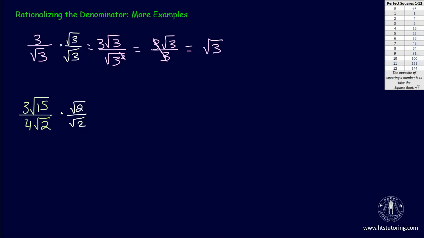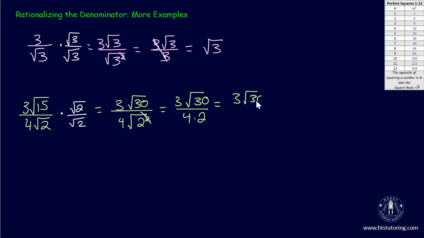All right. Now, 3 just comes out as 3, and we multiply what's underneath the radicals. 15 times 2, square root 30. And we get 4 times the square root of 2 squared. Square root and a square cancel, so I'm left with 4 times 2 in the bottom and 3 square root 30 in the top. And then I have 3 square root 30 over 8.